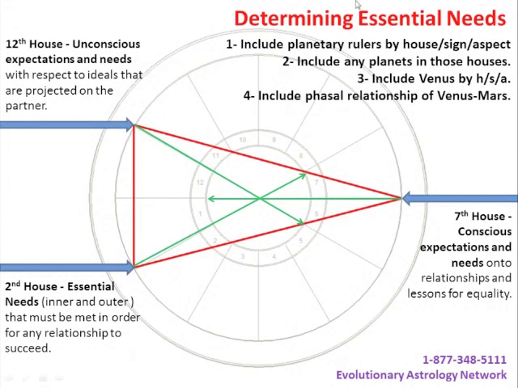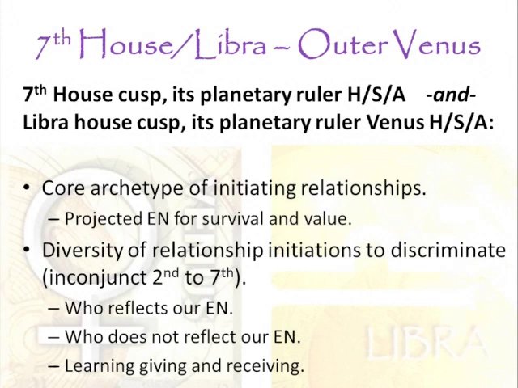So here we are, we're going to move into the 7th house cusp, where we look at our conscious expectations and needs onto relationships and those lessons for equality. So when we start to work with this component of essential needs, we're not only going to look at the sign on the 7th house cusp, its planetary ruler by house, sign, aspect, which again will be Venus. Here it will be Venus from the outer side.